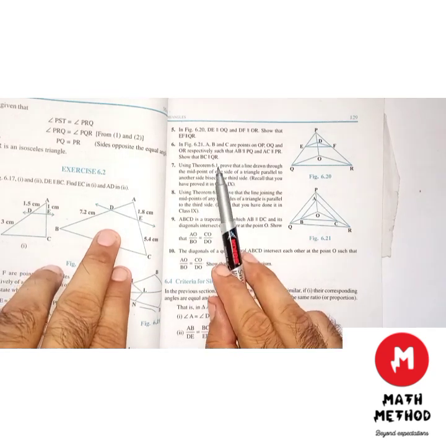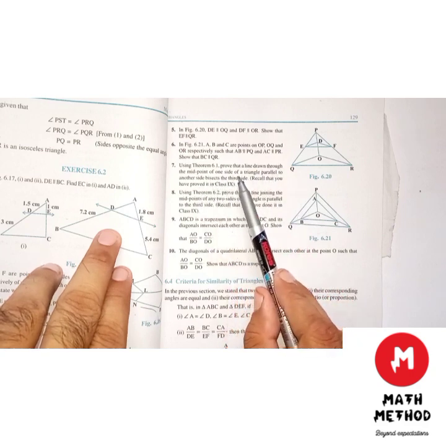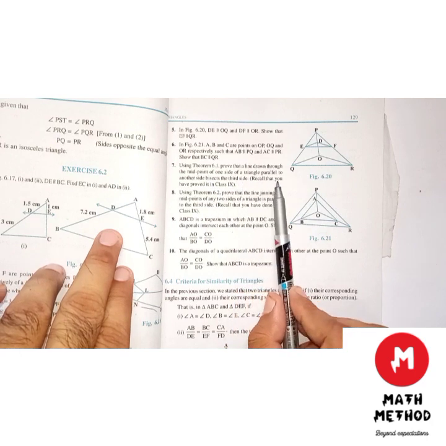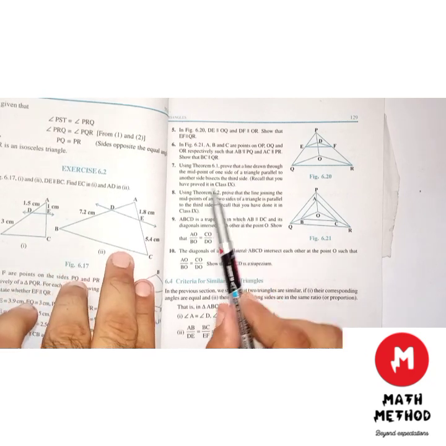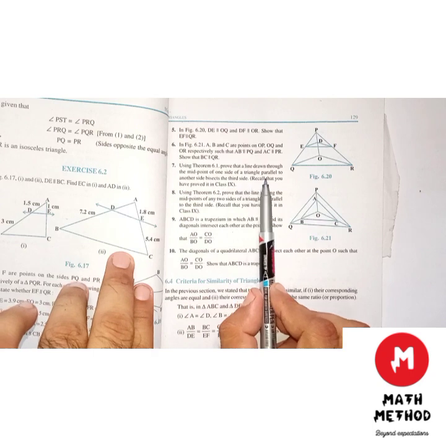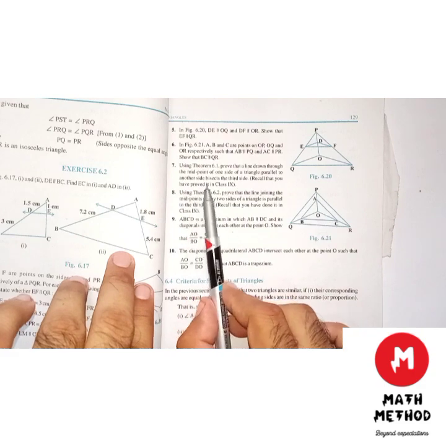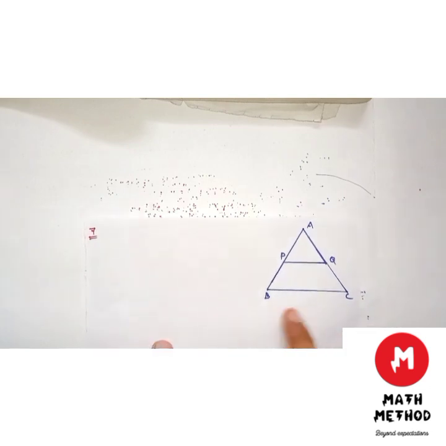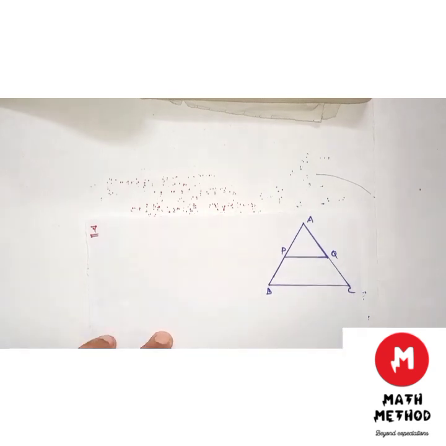Now question number 7. Using theorem 6.1, prove that a line drawn through the midpoint of one side of a triangle parallel to another side bisects the third side. Recall that you have proved it in class 9th. Do you remember it or forget it? Now I have drawn the figure like this: ABC, and P is the midpoint of AB. Now we will write the solution.